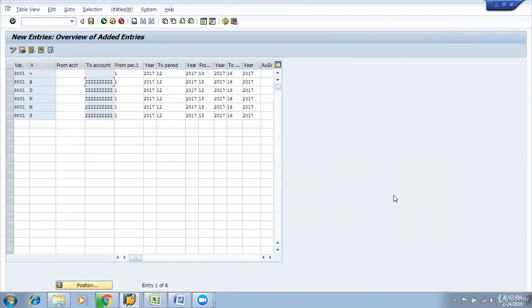Z in SAP means till the end, unmasked account types. Okay, from anything to anything is applicable here. Then why didn't we use it here? You tell me, why didn't we use account from and to in the plus? By the way, this is the most awaited moment you have been waiting for. What is plus? We understood what A, D, K, M, S is. But what is plus?